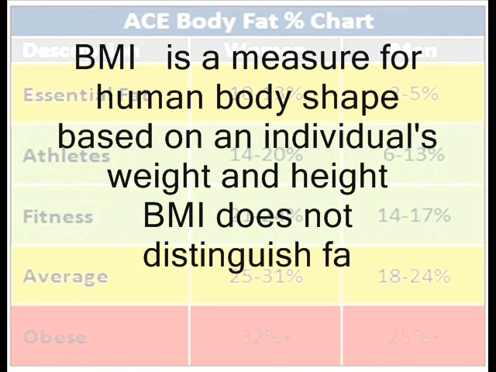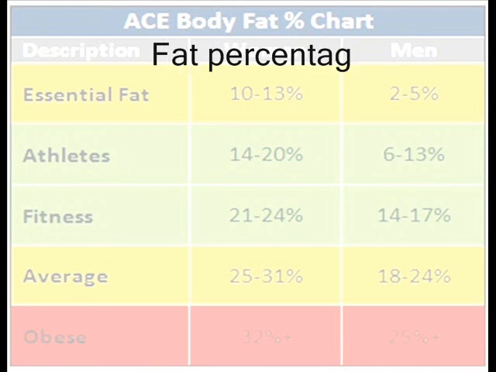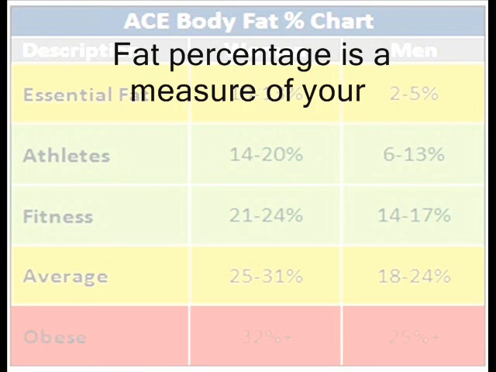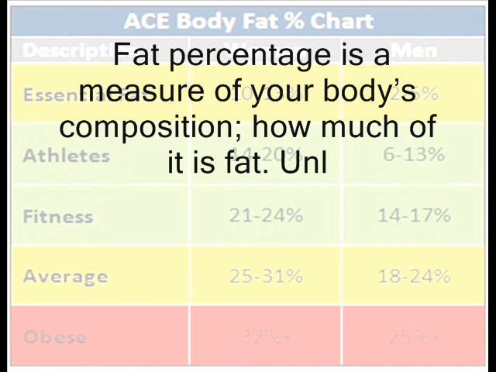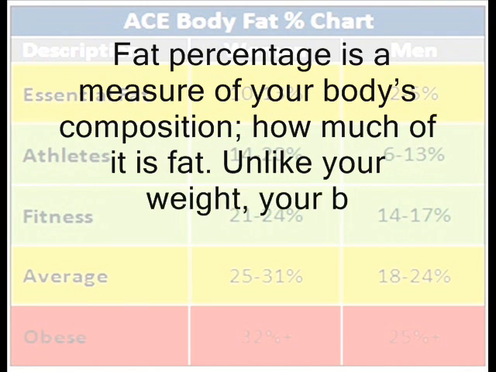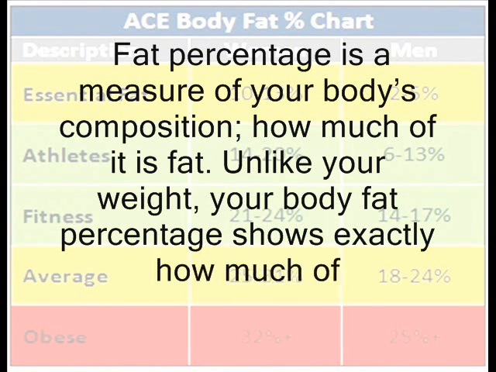The second way is fat percentage, which is more accurate. Why? Because in fat percentage, we know how much fat we have and how much muscle we have in our body. So it shows exactly how much of our body is made up of fat.